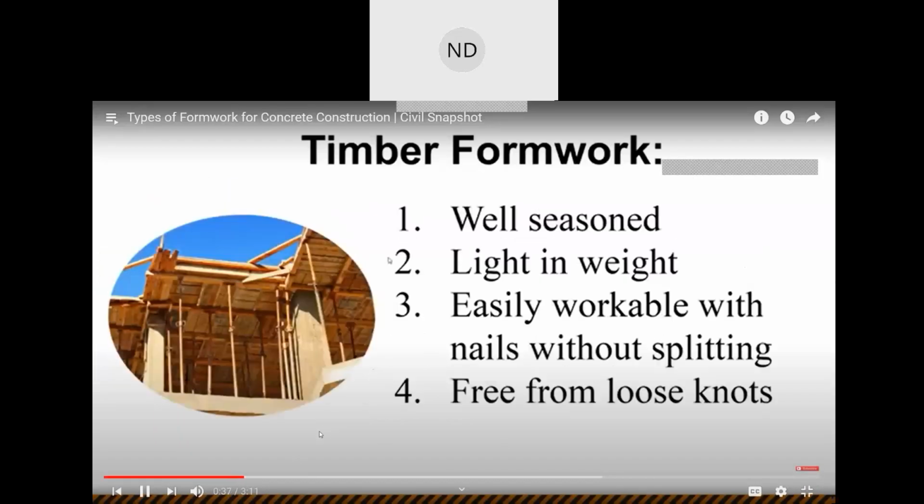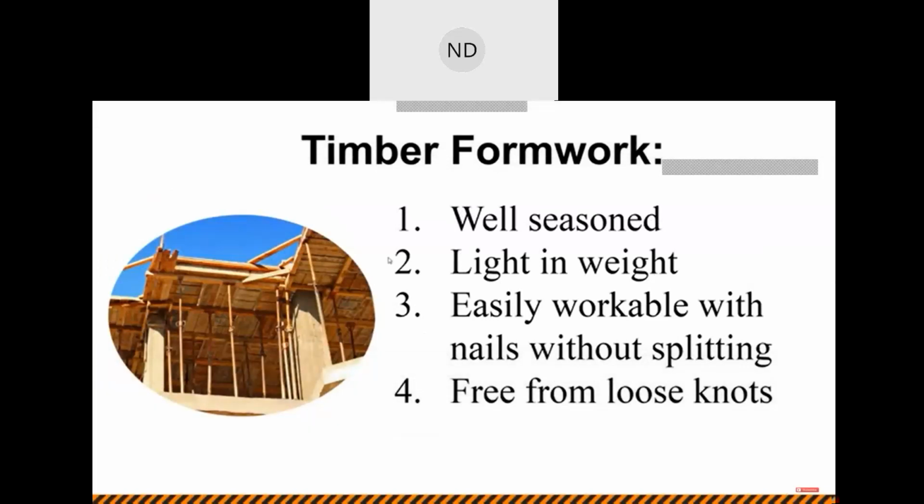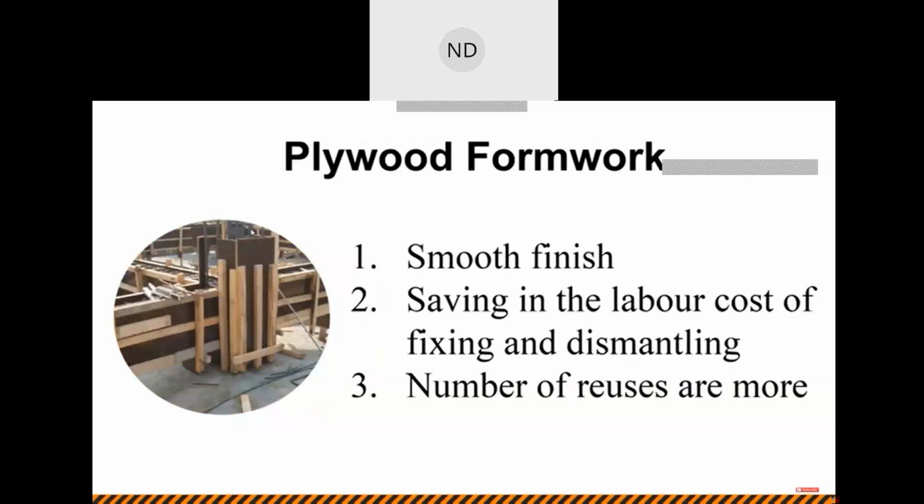Next, we are going to see about types of formwork. First one is timber formwork. Timber for formwork should satisfy the following requirements. It should be well-seasoned, light in weight, easily workable with nails without splitting, and free from loose knots. Timber used for shuttering for exposed concrete work should have a smooth and even surface on all faces which come in contact with concrete. And another type is plywood formwork.